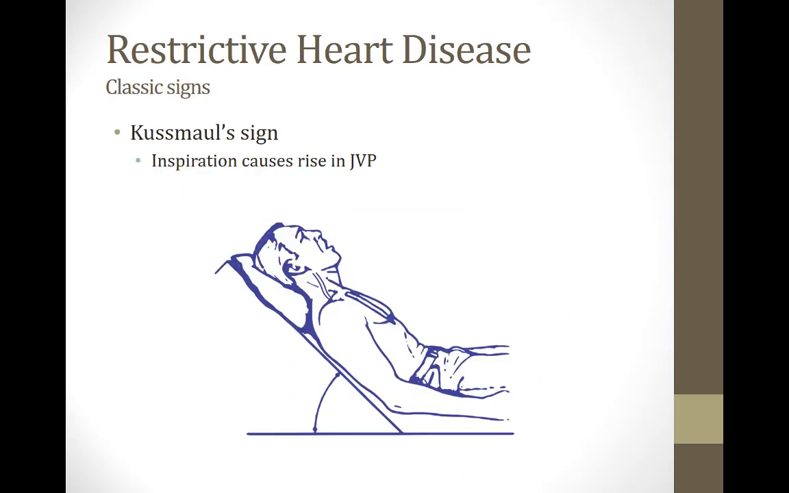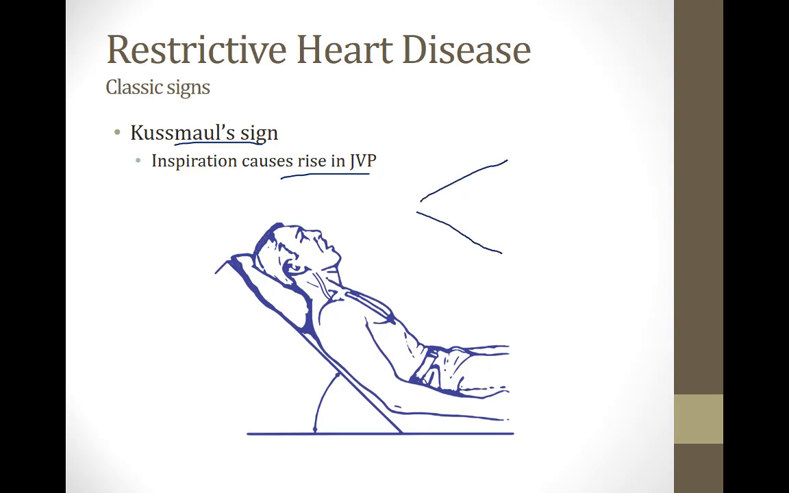In the video on heart failure basics, I talk about how to examine patients with heart failure and estimate the jugular venous pressure. In restrictive heart disease, the jugular venous pressure is often elevated, as I just told you on the last slide. But in addition, it often has a special feature that's called Kussmaul's sign. This means that when the patient inspires or takes in a breath of air, there is a rise in the jugular venous pressure. Normally, when you take in a breath of air, the jugular venous pressure falls. But what you see in patients with restrictive heart disease is that it rises.